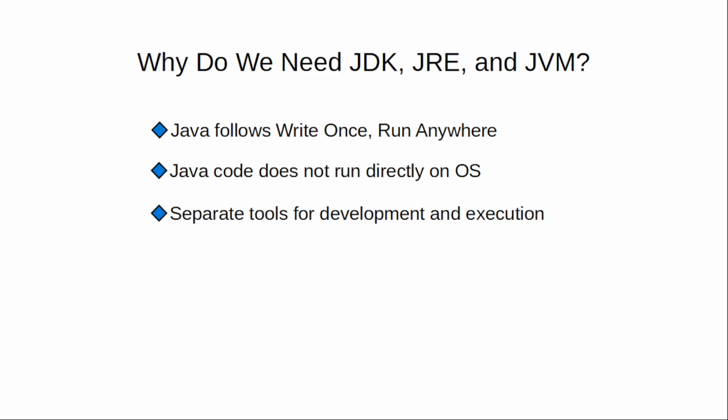So Java needs separate tools. One tool for writing and compiling programs and another environment for running those programs safely on any system. That's why we have JDK for development, JRE for runtime execution and JVM as the virtual machine that actually runs the bytecode. I hope now you understand why we need JDK, JRE and JVM.